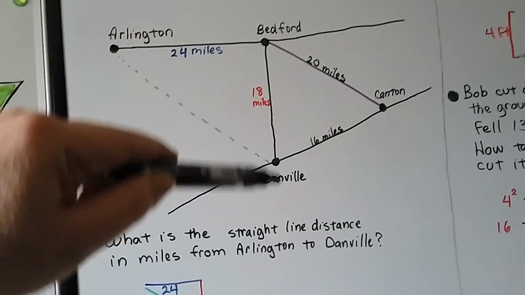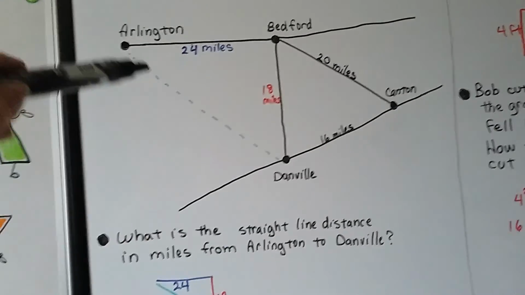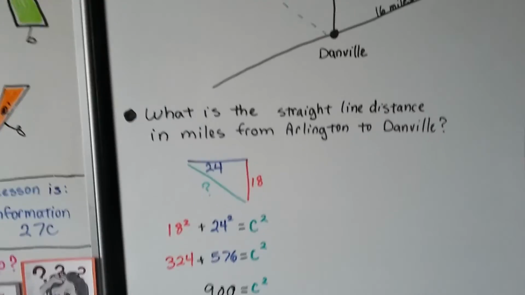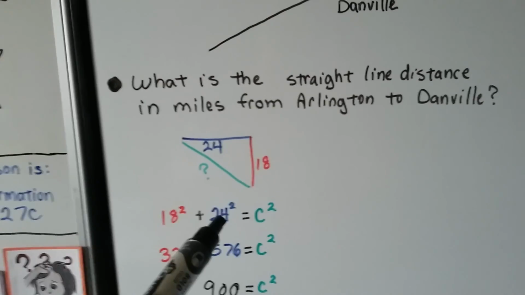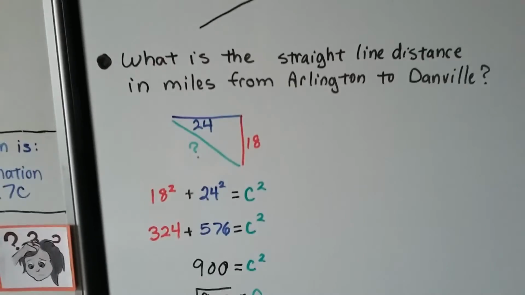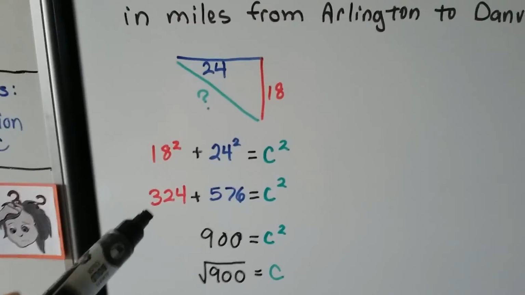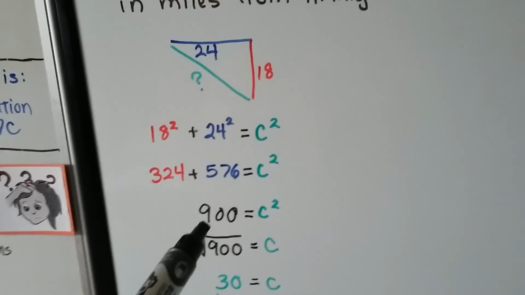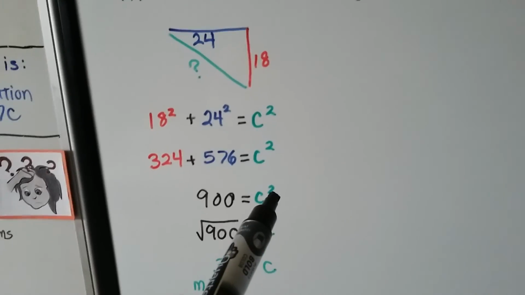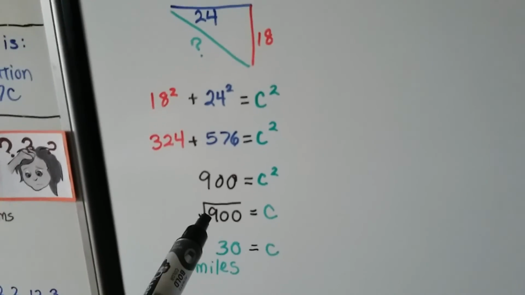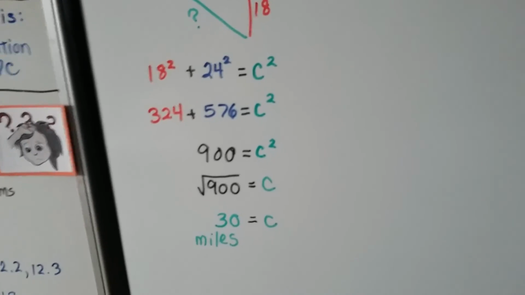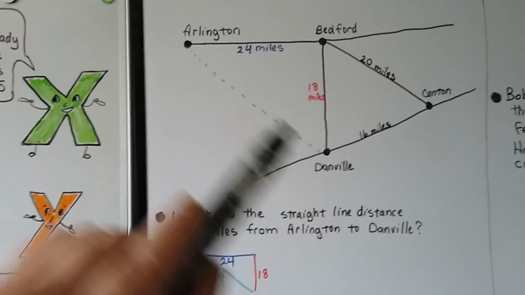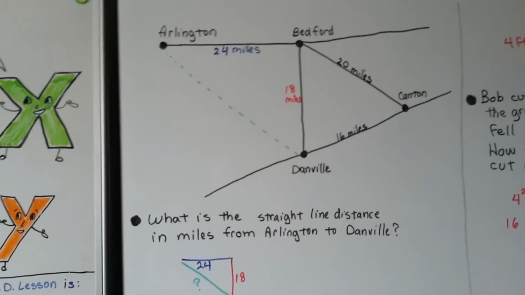And look, we have a right triangle and a hypotenuse. See that? So we can do 24 and 18. So we have 18 squared plus 24 squared is going to equal that distance, that hypotenuse, c squared. 18 times 18 is 324. 24 times 24 is 576. We add them together and get 900. We remove this little 2 exponent by putting a radical sign around the 900 and finding its square root. The square root of 900 is 30. So we know the distance between Arlington and Danville is 30 miles if you cut across that way. See?